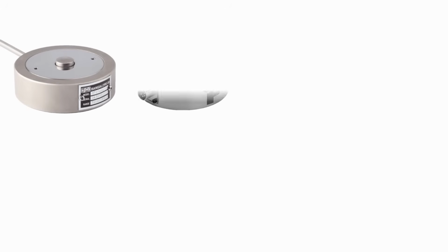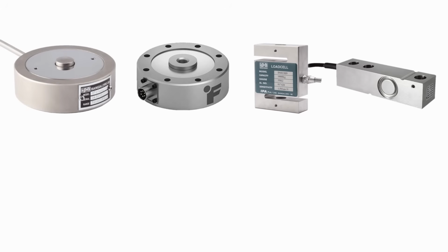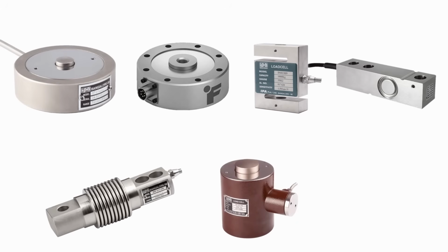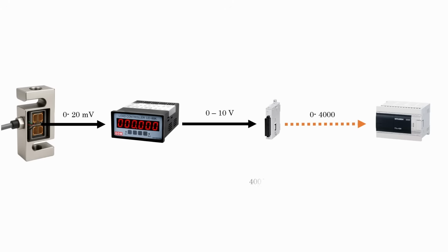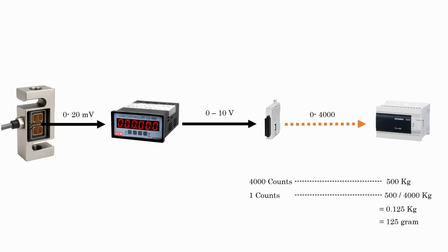There are button type, pancake type, S-type, and beam type, and each is designed for different loading conditions. If the load is 20 ton, we will need one type of sensor. But if the load is 20 kilogram, we need a completely different one. And choosing a sensor is not only about rated load, it's also about required accuracy. We must understand what accuracy class we need and what least count we will get after analog data is converted into a result by the control system.